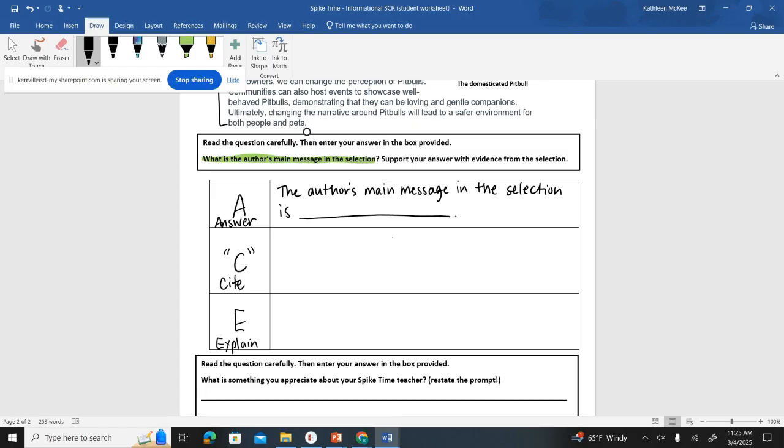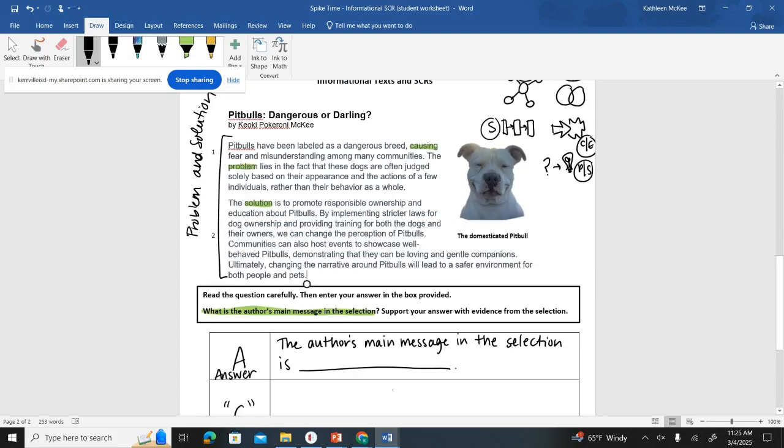So main message in fiction is theme, but really you have to be thinking to yourself, what is the author trying to get across to their reader? We know that they were using a problem and a solution text structure, and we know that when authors write informational text, they write it to persuade, inform, and then entertain is sometimes for informational text. Okay. So what's the author's main message in the selection? Thinking about those two things, I want y'all to pause the video and have a conversation at your tables.